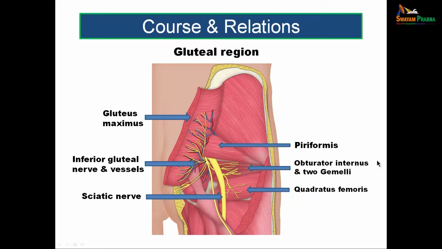Inferior to this, it is lying on the quadratus femoris, and this quadratus femoris muscle will separate the sciatic nerve from the hip joint and obturator externus tendon. Next, it will descend superficial to the adductor magnus and it enters the thigh.